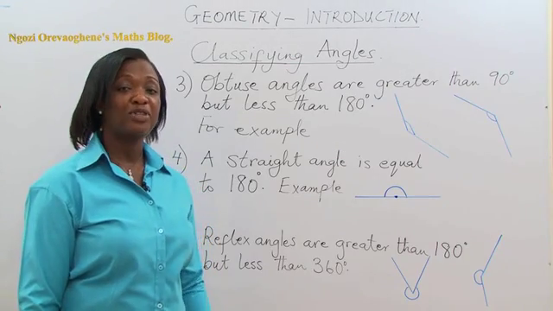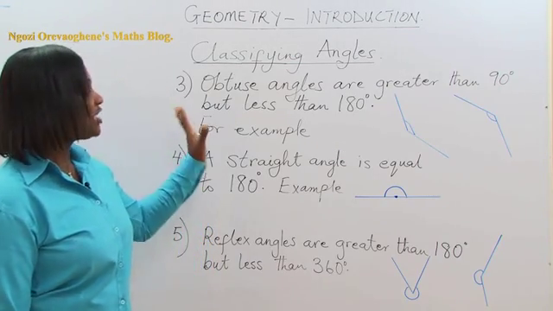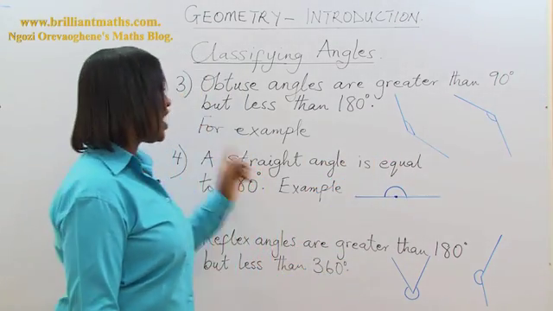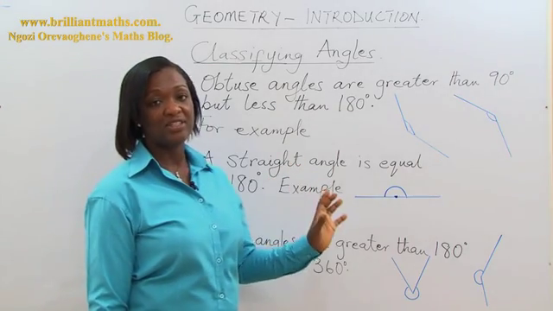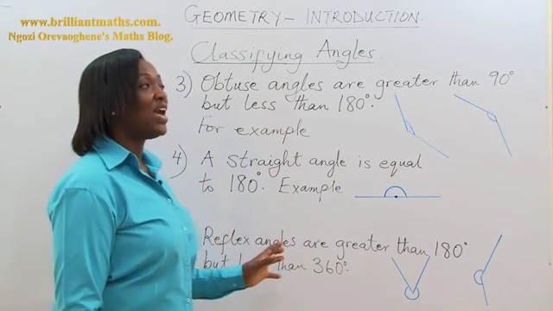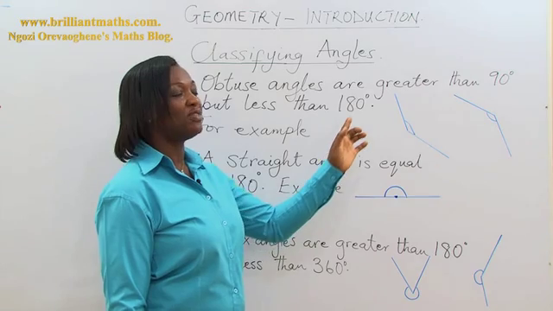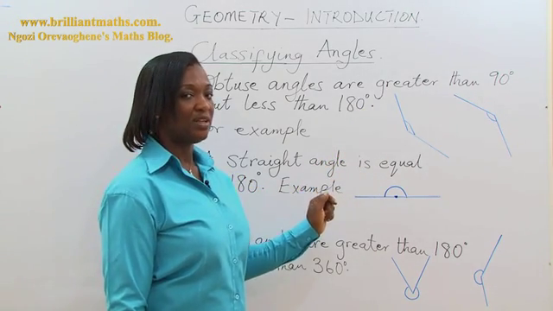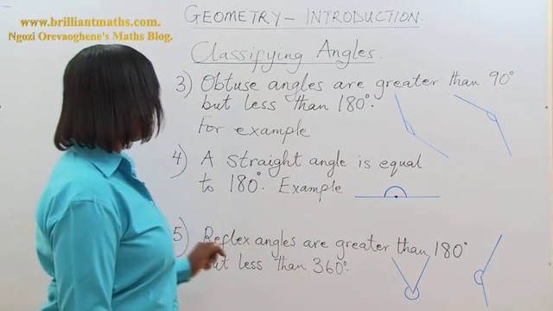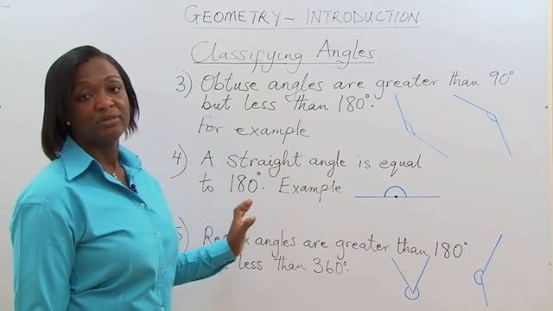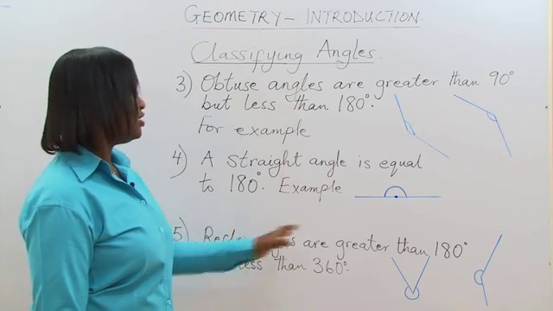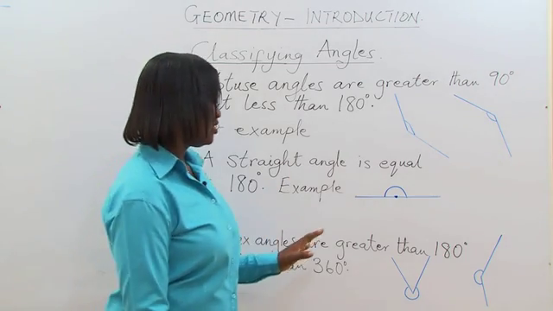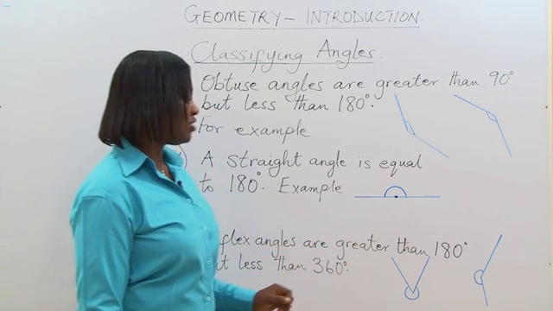We also have obtuse angles. Obtuse angles are angles that are greater than 90 degrees, but they are less than 180 degrees. That means the angle has turned all the way from 0 through to 90, but doesn't get to 180, like we saw before. We have a straight angle. A straight angle is equal to 180 degrees. That's an example of a straight angle.